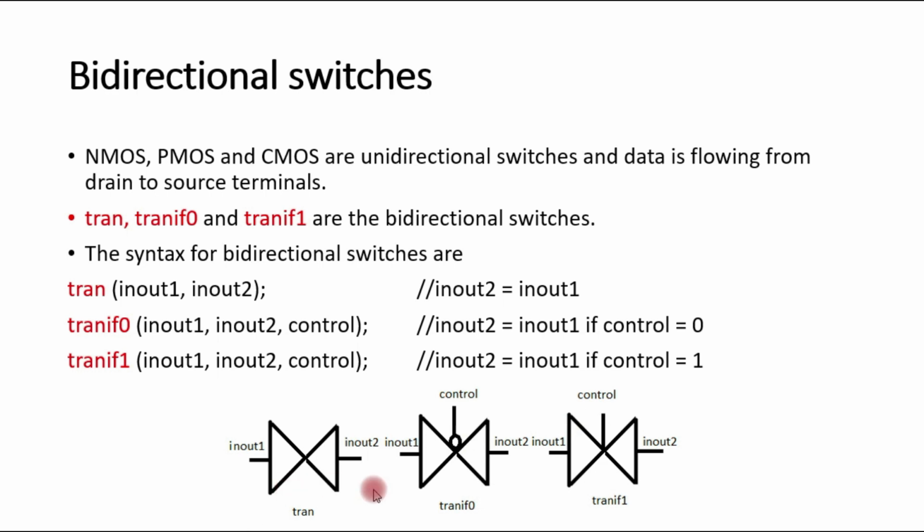Syntax for tran, tranif0 and tranif1 are given here. tran inout1 and inout2. In case of tranif0, this one is a 3 terminal device: inout1, inout2 and control signal. tranif1, this one is also a 3 terminal device: inout1, inout2 and control signal. In case of tranif0, inout2 equals inout1 when control signal is at logic 0. In case of tranif1, inout2 equals inout1 when control signal is at logic 1.